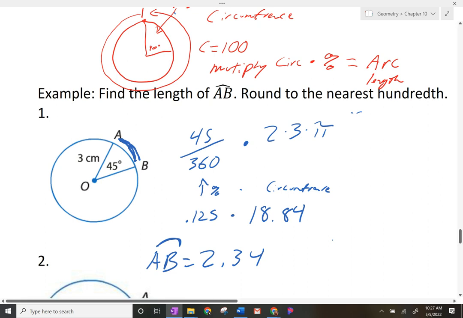The other thing to note, when I was looking for the angle, I used the letter M in front of this. If I'm looking for a distance, it's just going to give me both the letters with a little arc over the top.